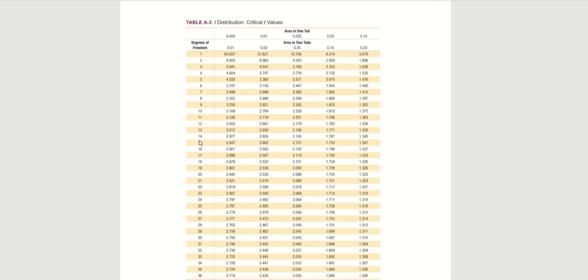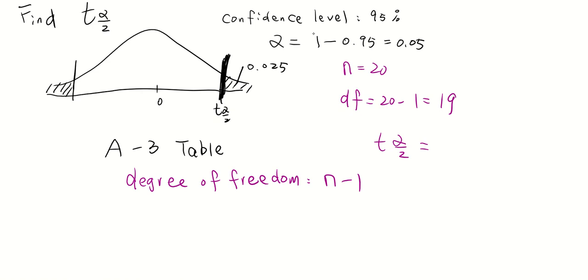And remember, the degree of freedom is 19, and the area in two tails, or area in one tail, is 0.025. Whichever, it's the same column, right? So over here, you can find the t alpha over 2 we're looking for is 2.093.